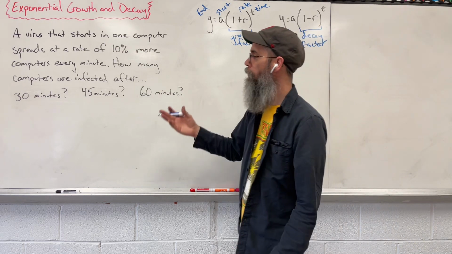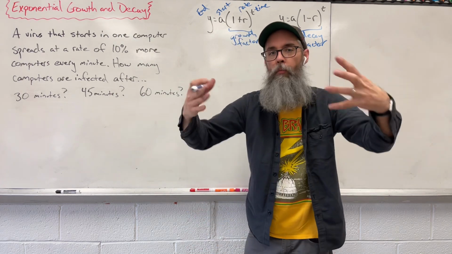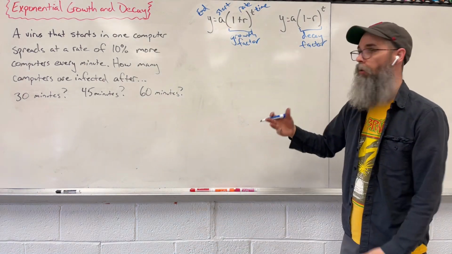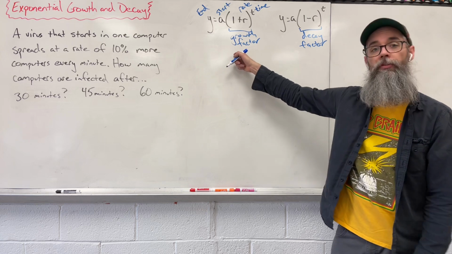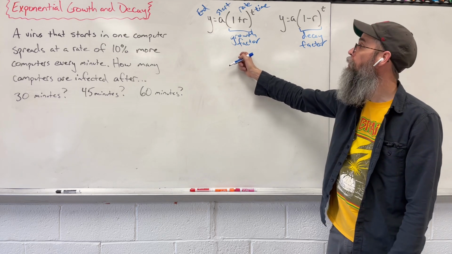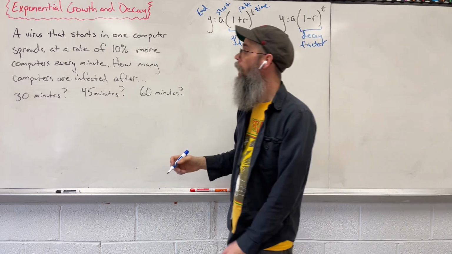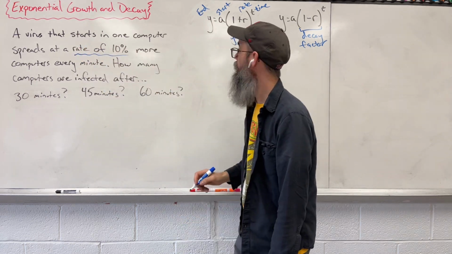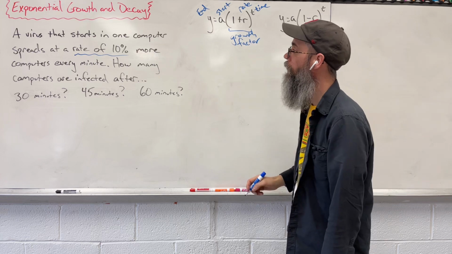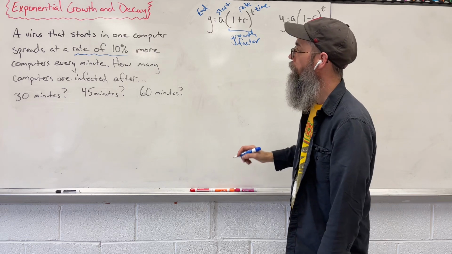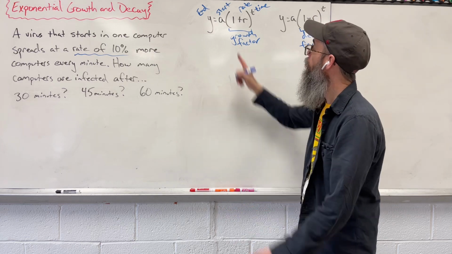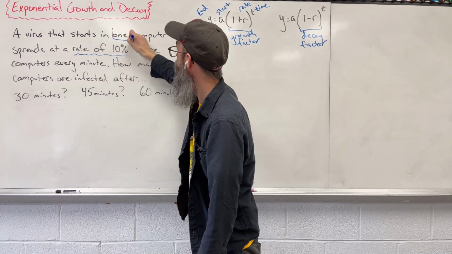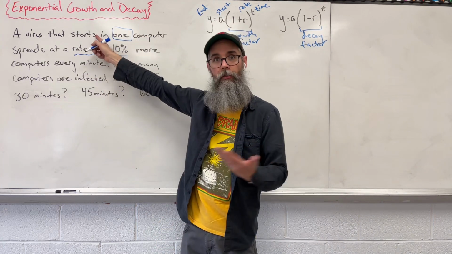So we got a computer virus that keeps getting more and more. If we keep growing, we're using exponential growth here. So here's our problem that we're looking for. Spreads at a rate of 10%. That's my R here. What are we starting with? Our starting point, we start at one computer. Thankfully, it tells us where we're starting.